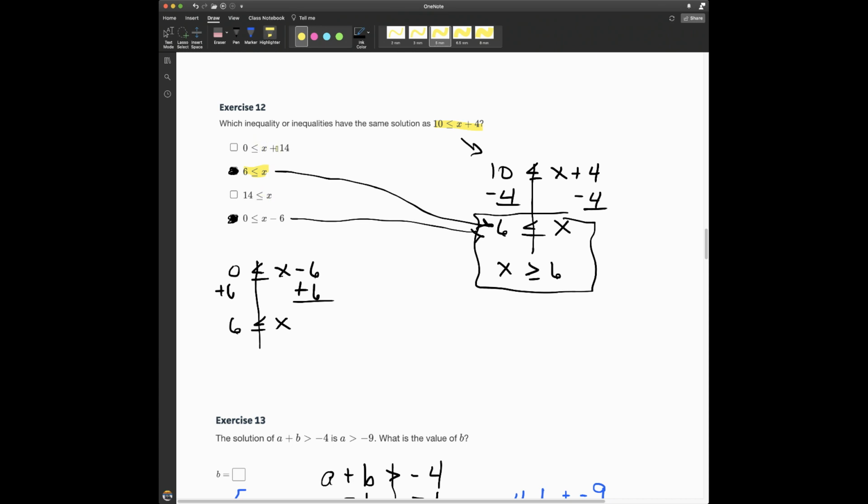Here, if I subtracted 14 from both sides in the first one, it would be negative 14 is less than or equal to x. That's not going to work. And then down here, if I add 6 to both sides, I end up with 6 is less than or equal to x, which is what I had here. So there's two answers to this problem. So on your test, since these are random tests, you might have one answer or two answers. Make sure you check them all.